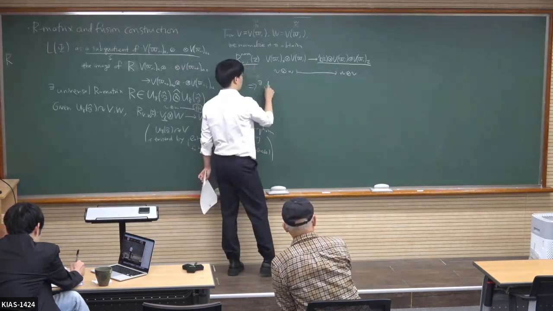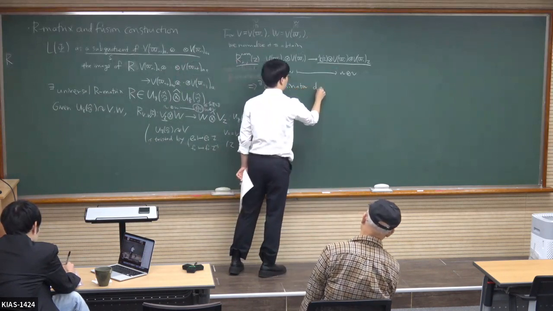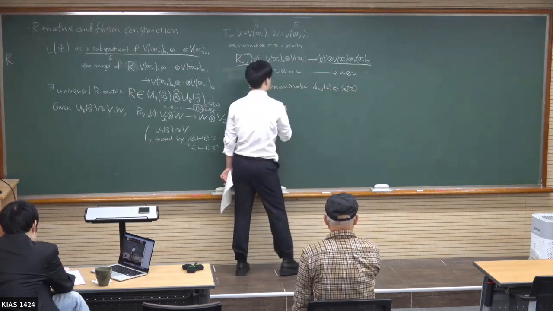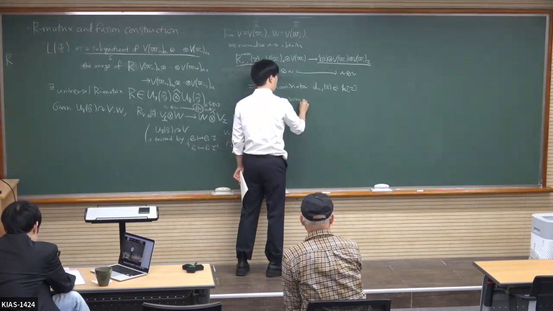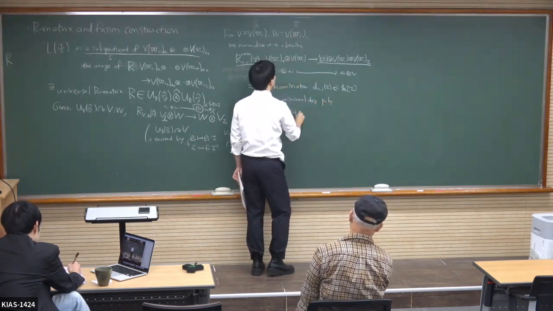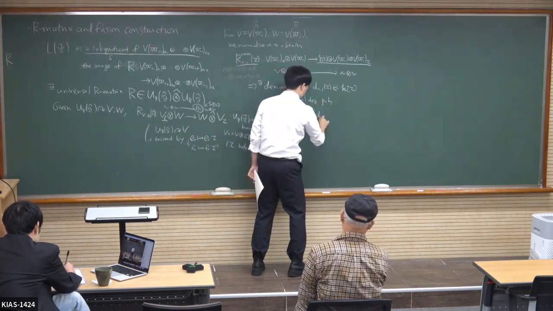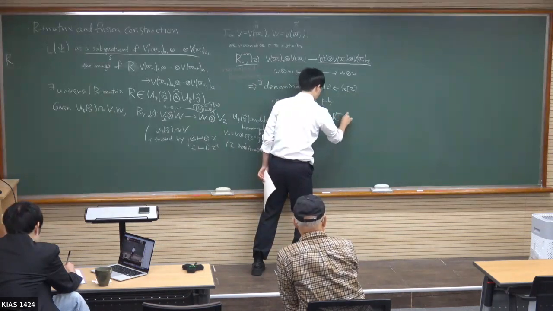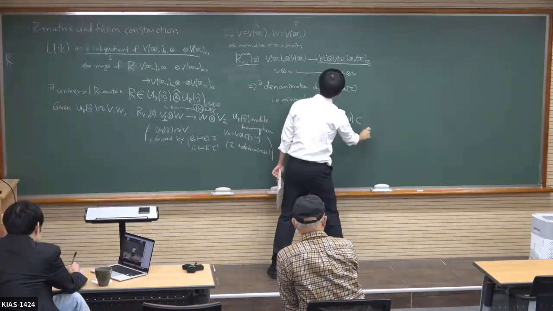And there is this version of the denominator, which is defined by the minimal degree polynomial such that the image of the R-matrix times this denominator is exactly in this side, without the completion.